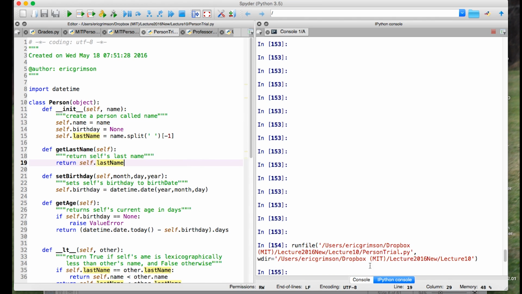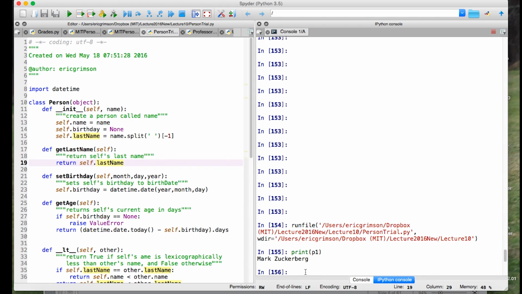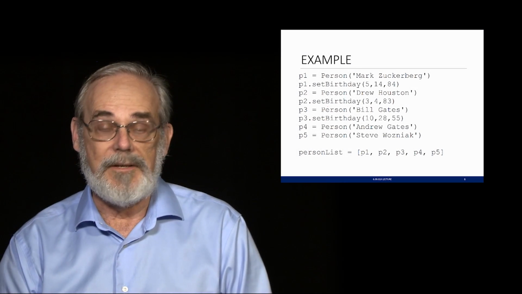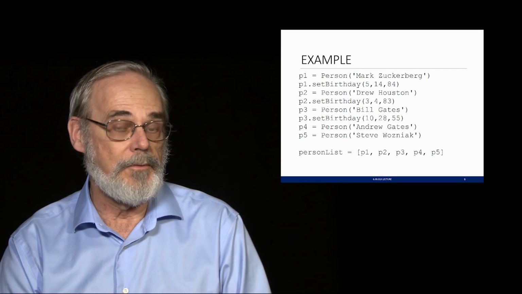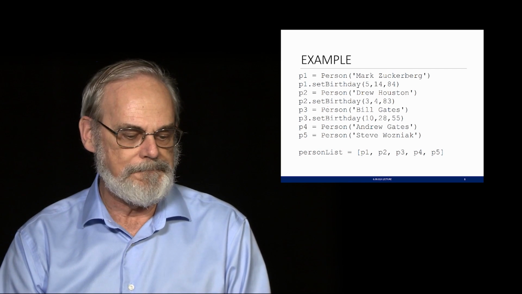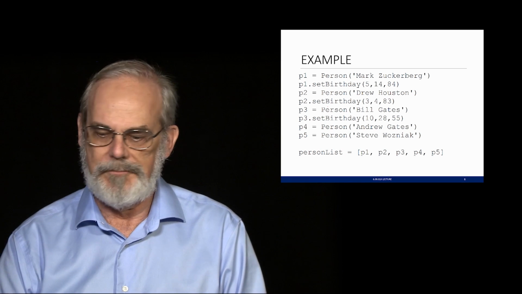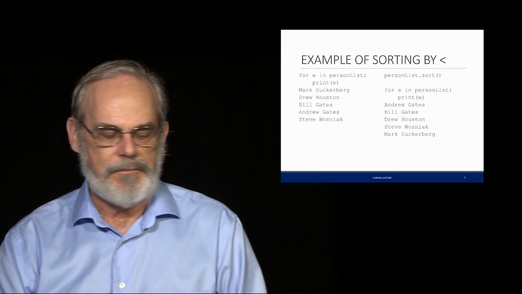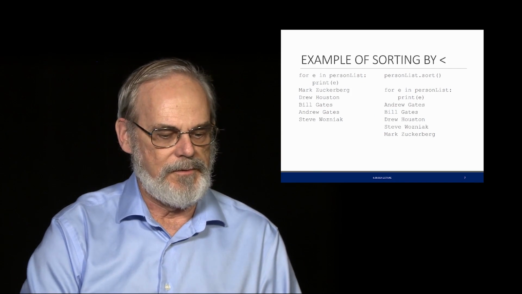And I could look, for example, at people in this list. So I could say print out P1. And it says Mark Zuckerberg. And that's great because that was how I defined string to return things. Good. So what else might I do with this? Well, I said I want to be able to sort people in this list. So we can look at a simple little example of that.